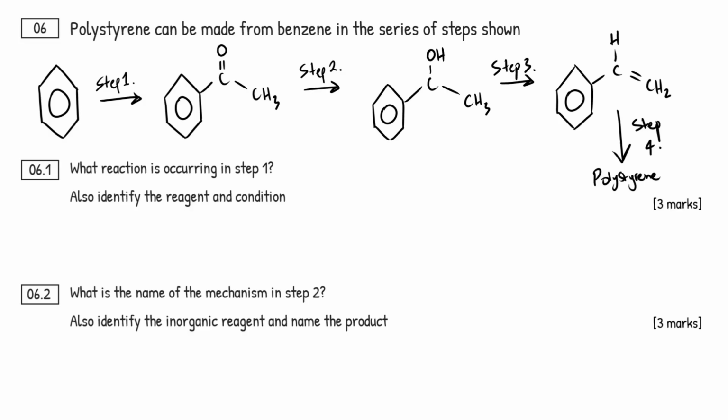I'm not sure if I mentioned this, but this is the AQA specification. So let's jump into the question and see what's going on here. Polystyrene can be made from benzene in the series of steps shown below. And we're given a reaction scheme here, and we have to use this to problem solve and work out what's going on. So what does question 6.1 say? What reaction is occurring in step 1? And we also need to identify the reagent as well as the condition. So a very typical organic synthesis question here.